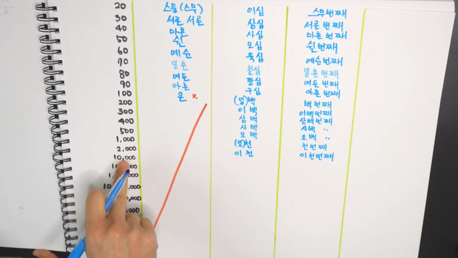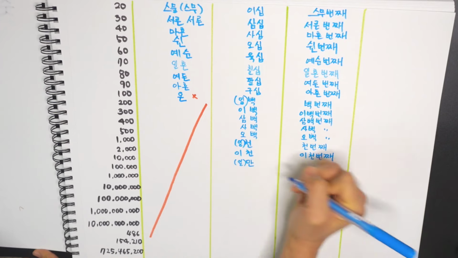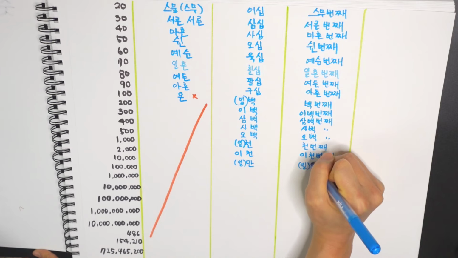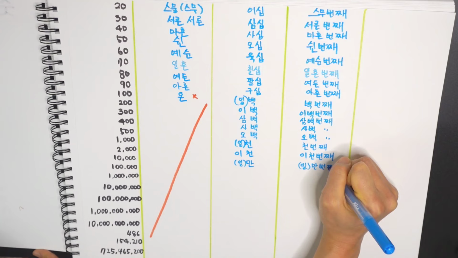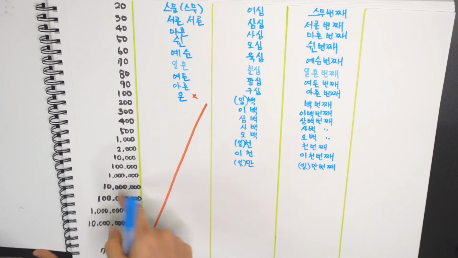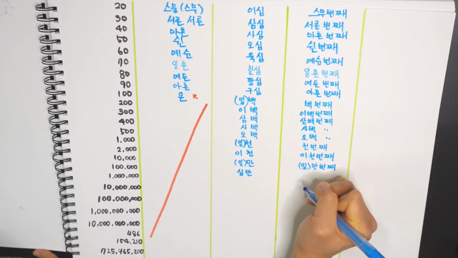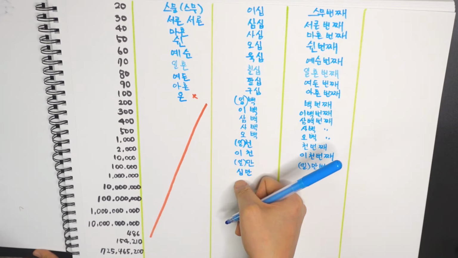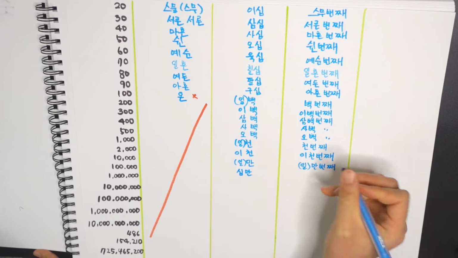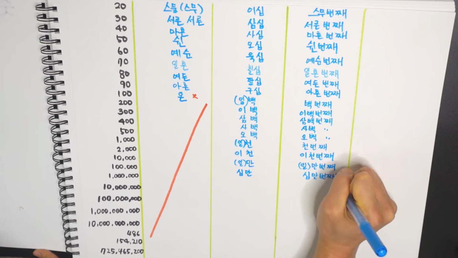And we have 10,000. 10,000 is 만 or 일만. And it's 1만번째. Okay? And we have 100,000. That's 10만. So we're just adding 10 in front of 만. That is 100,000. Okay? So 10만번째.